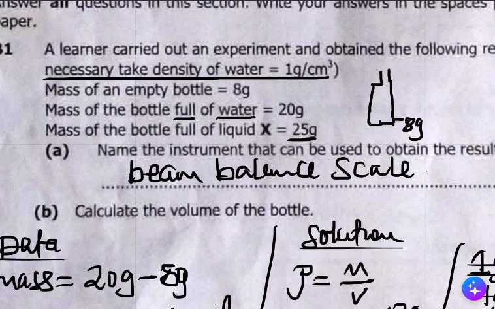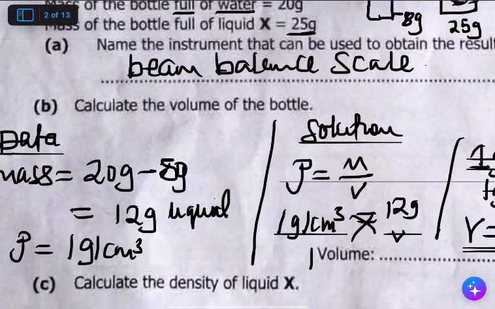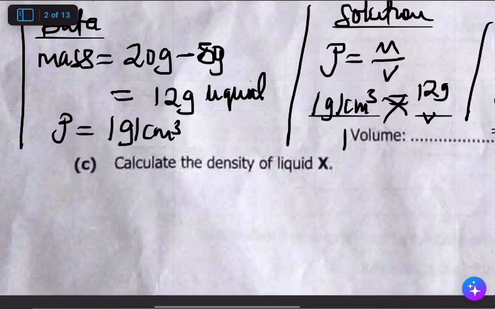And then when it is full of the liquid, the actual mass which it is having is 25 grams. Now how do we get the mass of the liquid which is inside there? To get the mass there, we subtract. We take off the bottle since we are finding the density of the liquid.